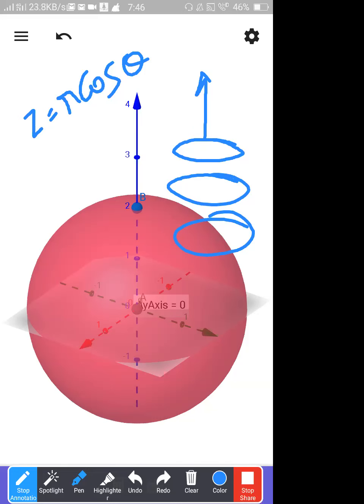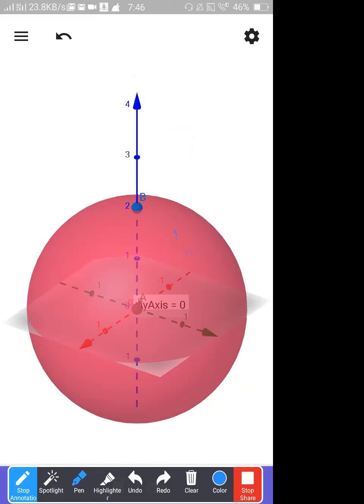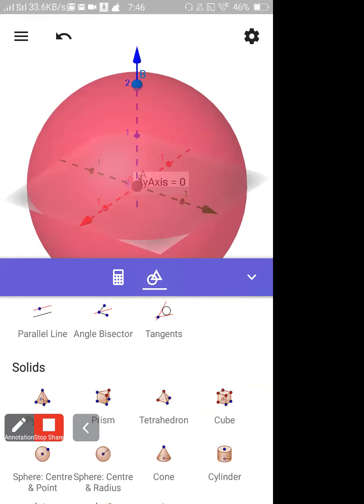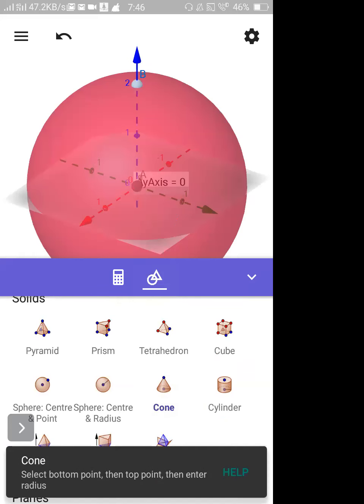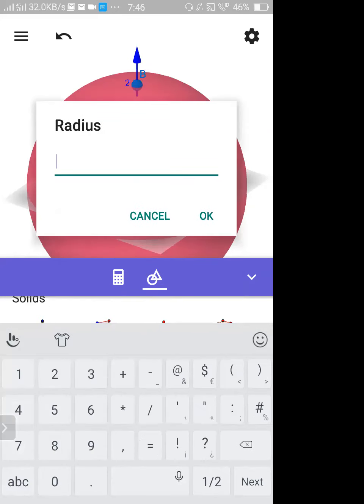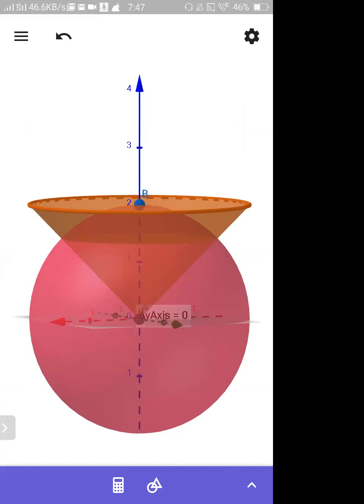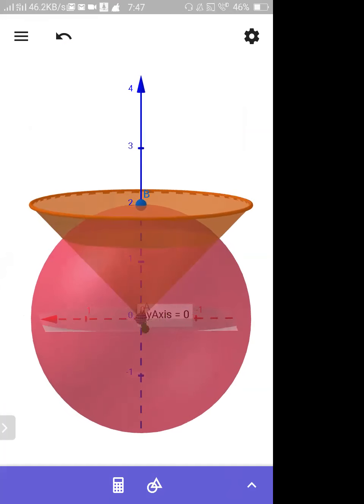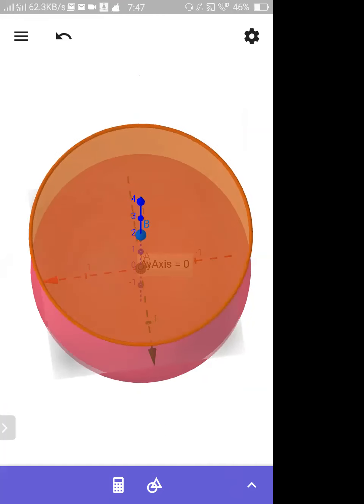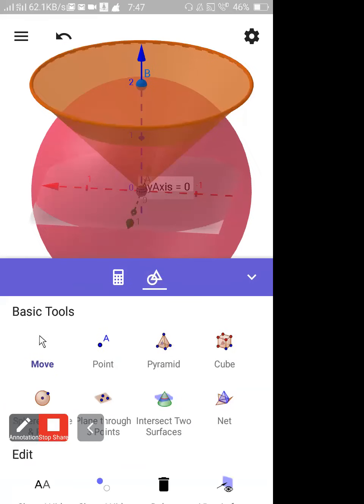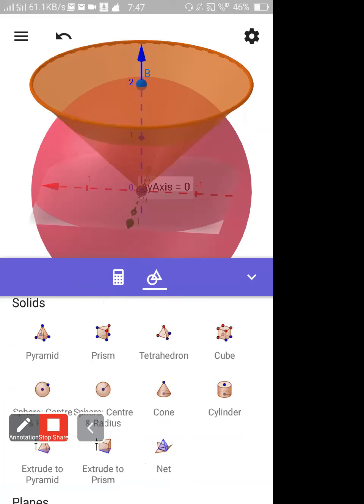So anyway, to show that, I will take some cone. Then you will understand why it is independent of phi. So we'll take a cone. Now I can choose. See, are you able to see the intersection of the cone with the sphere? That is like a circle. That intersection also you can see.